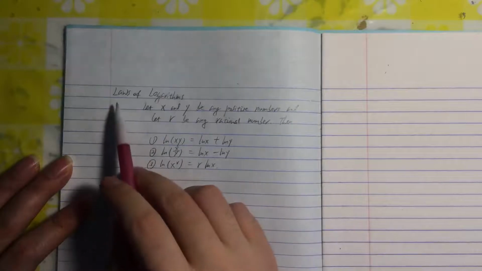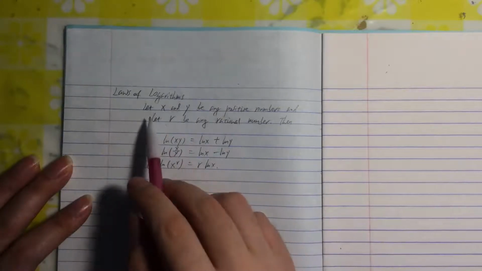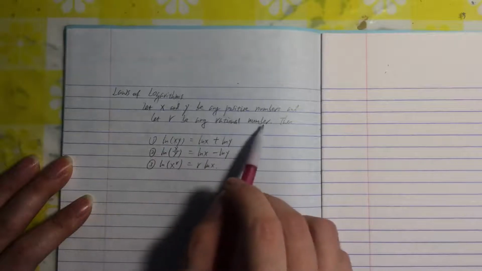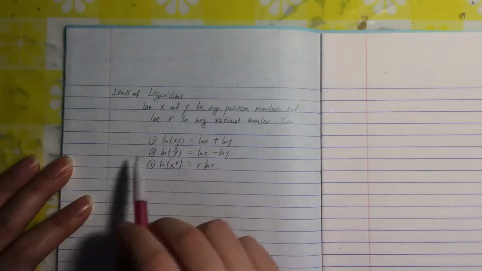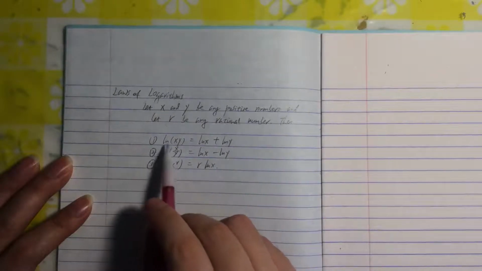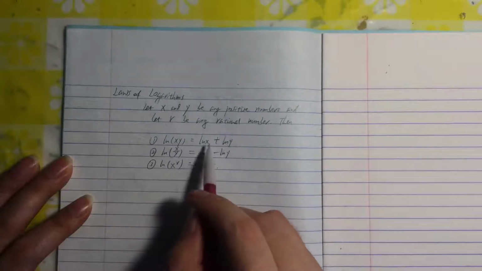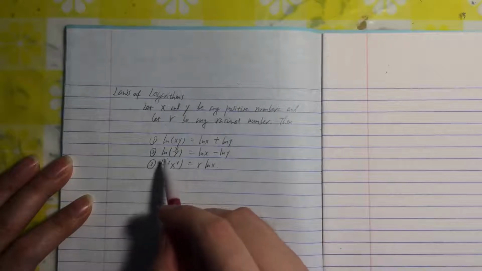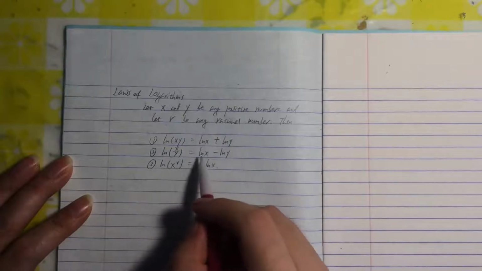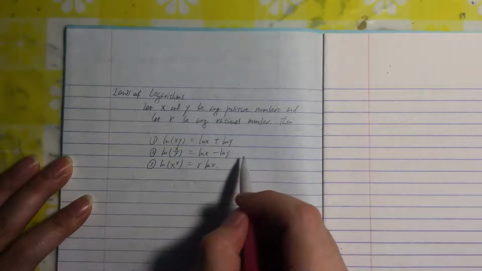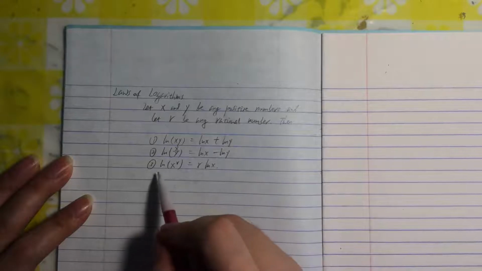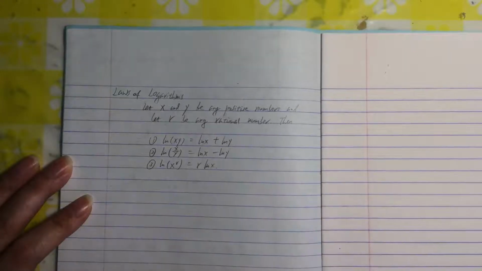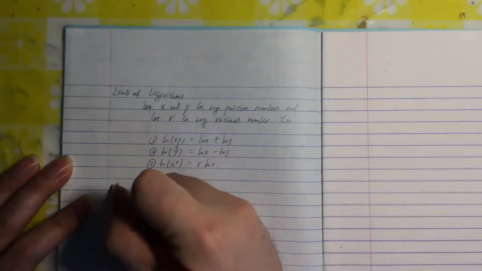Next, let me show you some laws of logarithms. Let x and y be any positive numbers, and let r be any rational number. Then we have the following laws. First law says ln of xy equal to ln of x plus ln of y. Second law says ln of x over y equal to ln of x minus ln of y. And the third law says ln of x to the power r equal to r times ln of x. Let's prove these laws.